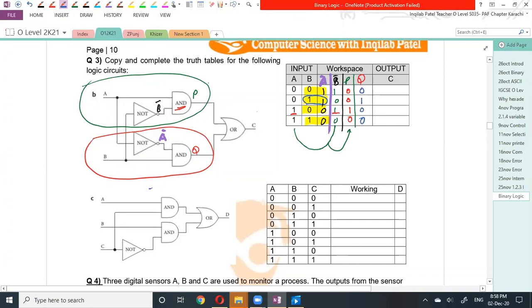Then we have an OR gate. This OR gate is on P and this OR gate is on Q. Okay, C is an OR gate on P and Q. An OR gate says if either is 1, the output will be 1. So if either is 1, the output will be 1, otherwise the output will be 0.